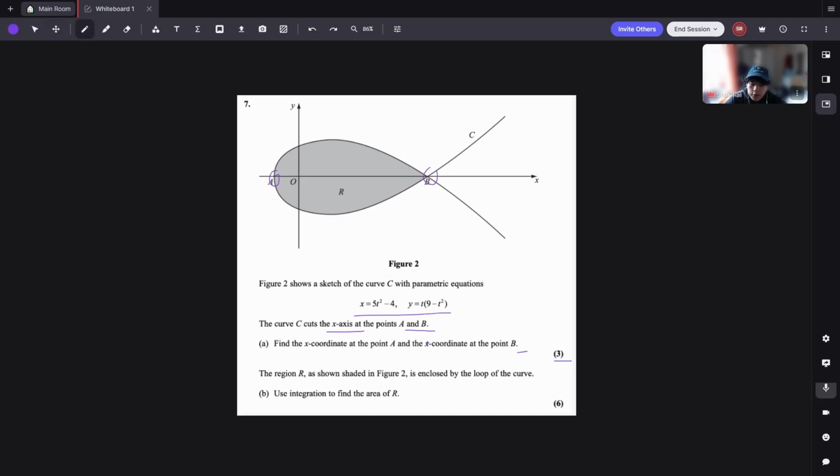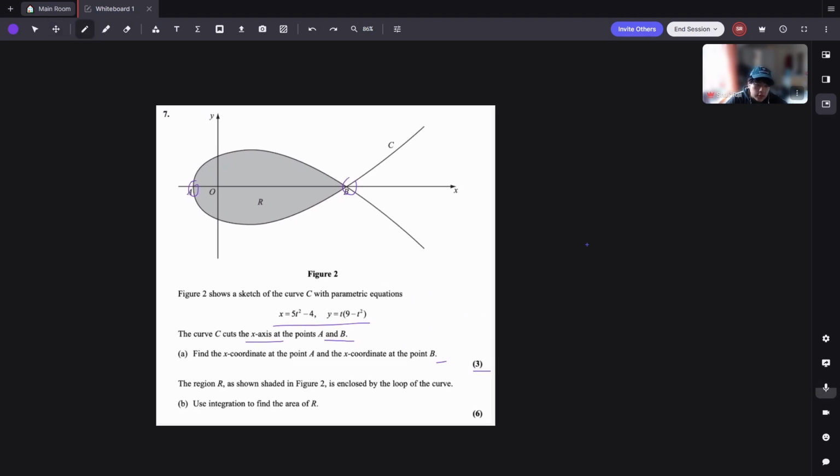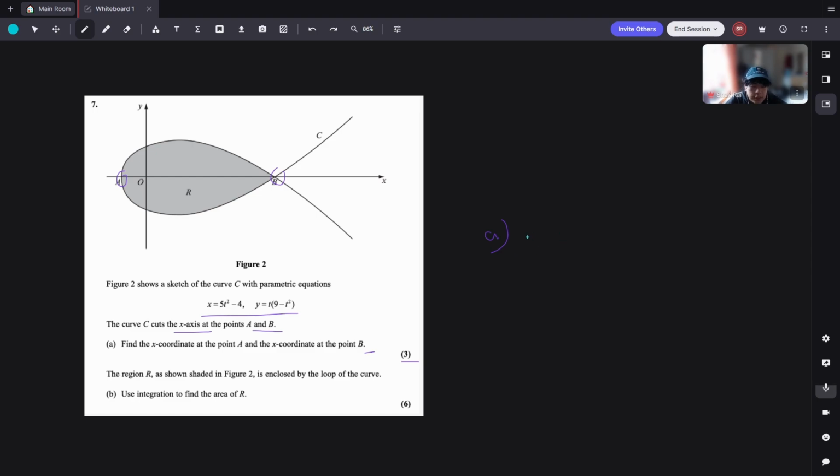So for part A, how do we go about doing that? We know that y equals 0, so we can just plug that into the equation. We need to utilize the right hand side, so y equals t multiplied by 9 minus t squared. From here, I can see the right hand side is just going to be the difference of two squares, so t times 3 plus t, 3 minus t. We also know that y equals 0 at both those values. So this equals 0, and t will therefore equal 0, minus 3, and plus 3.